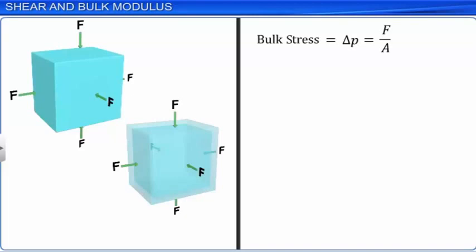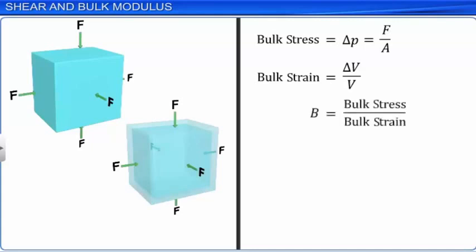An increase in pressure causes a decrease in volume, which means that a positive value of delta P causes a negative value of delta V. Therefore, the expression has a negative sign to give a positive result for B. Bulk modulus is measured in units of newtons per meter square or pascals. The reciprocal of bulk modulus is called compressibility and is denoted by K.